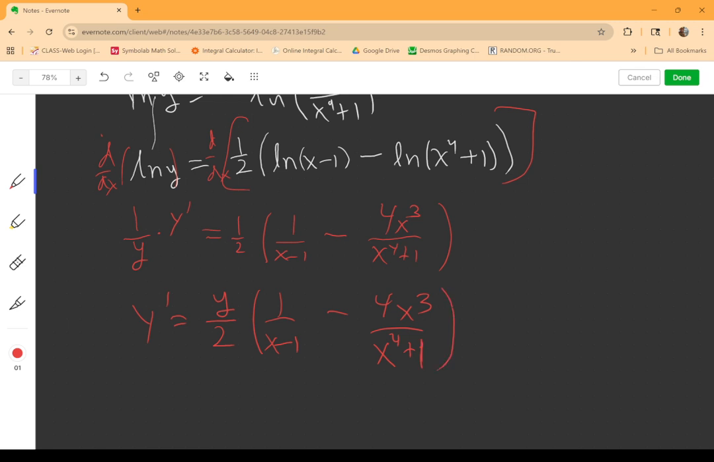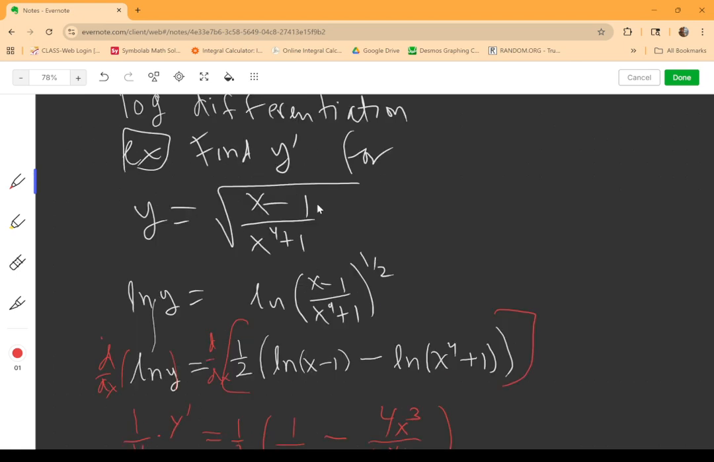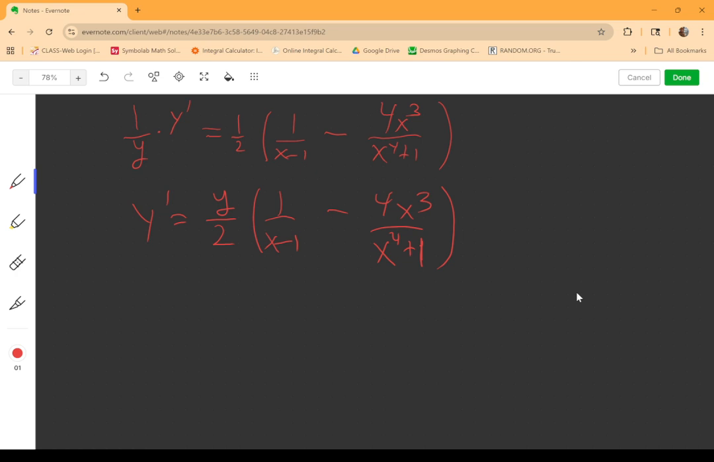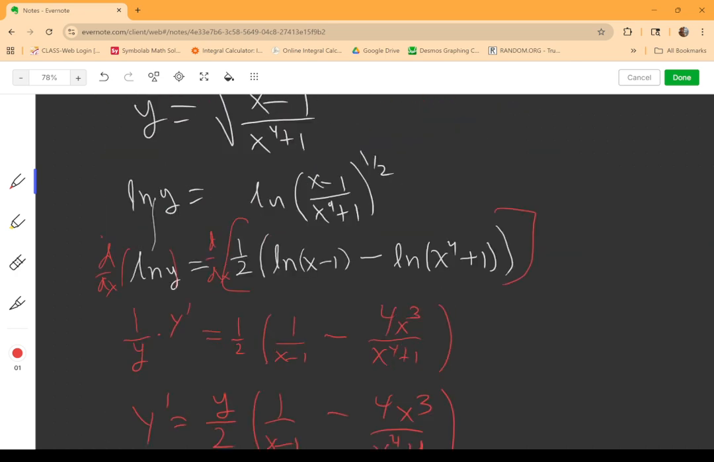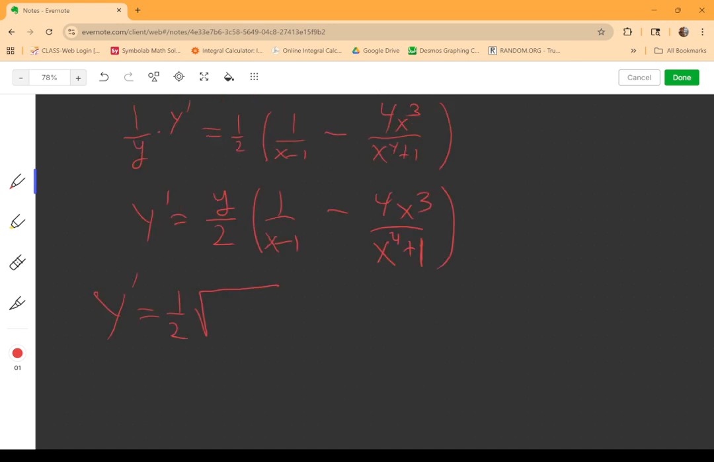Where y, again, careful here, y is this function up here. So if you want, for the sake of completion, we get the square root of (x minus 1) over (x to the fourth plus 1) in place of y.